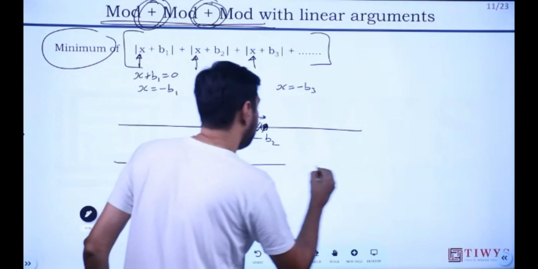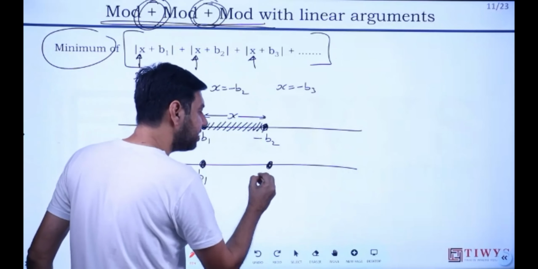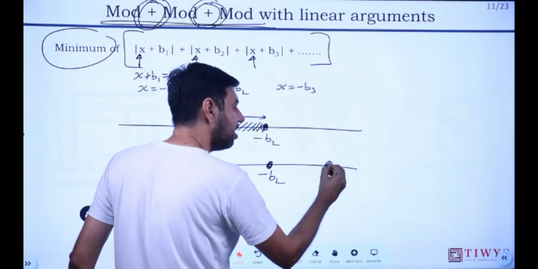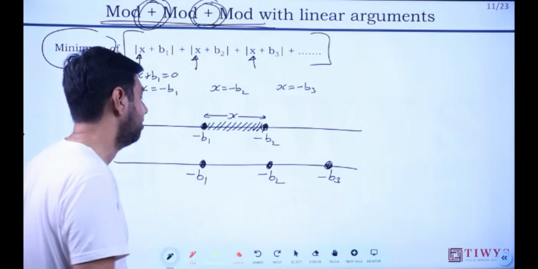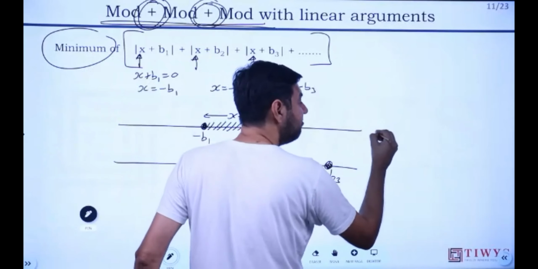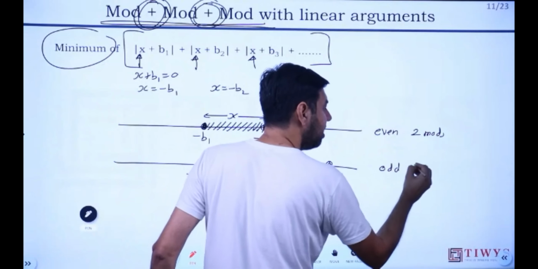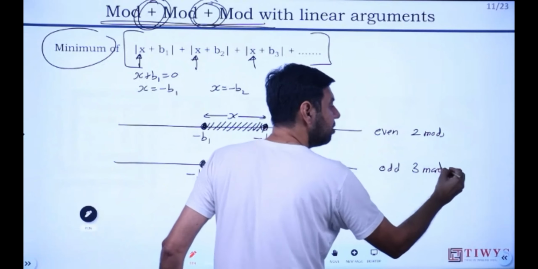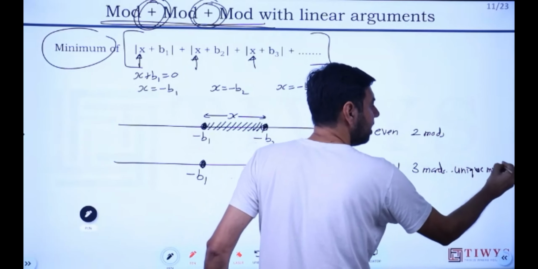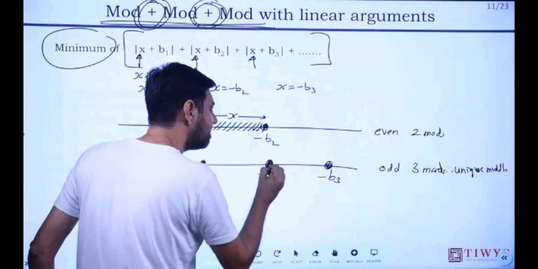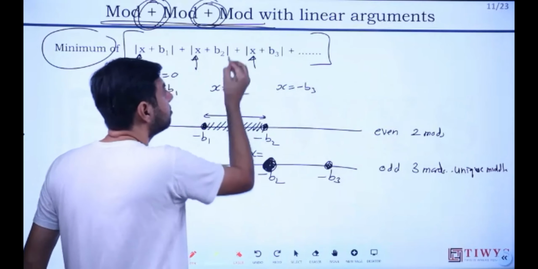When there are 3 points, 3 milestones, such a question comes and we think it's a 30-second or 40-second question. This is even, 2 mods. This is odd, 3 mods. If there are 3 mods, there is a unique middle. And what is that middle? That middle is this. When x is equal to b2, that is the time when this will be minimum.